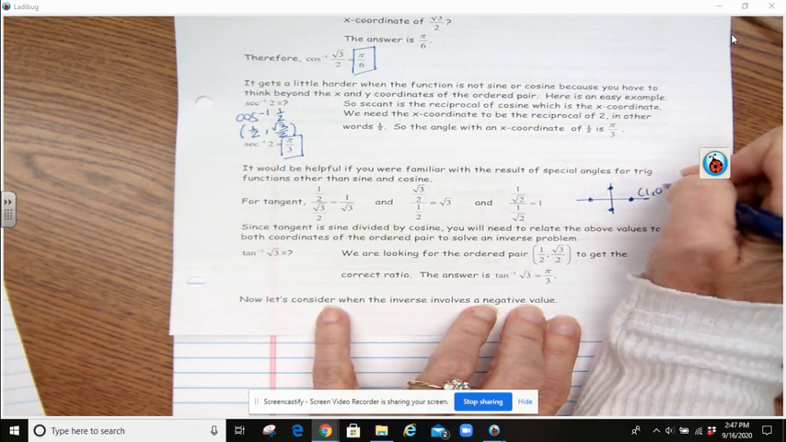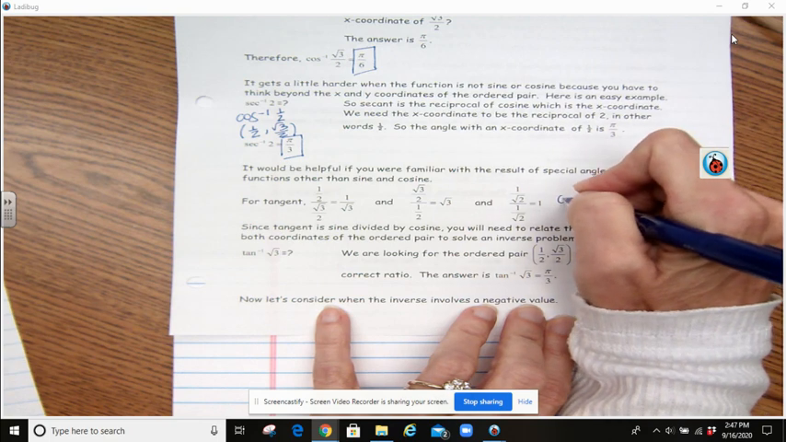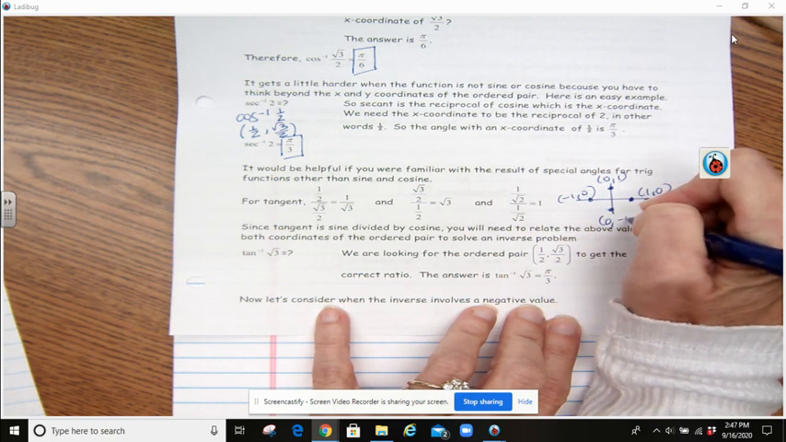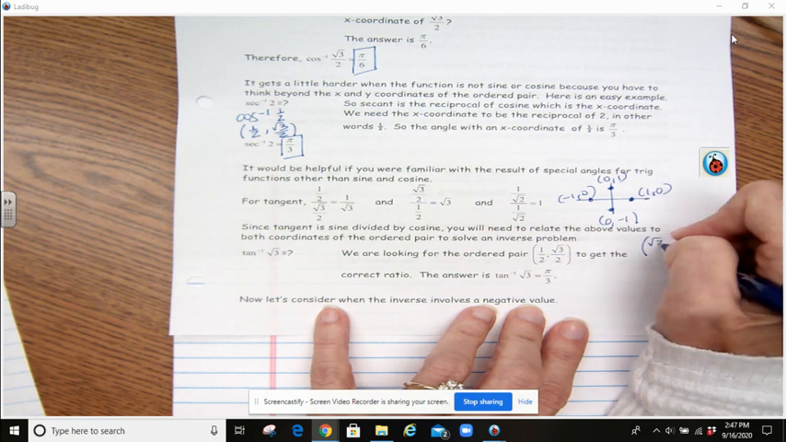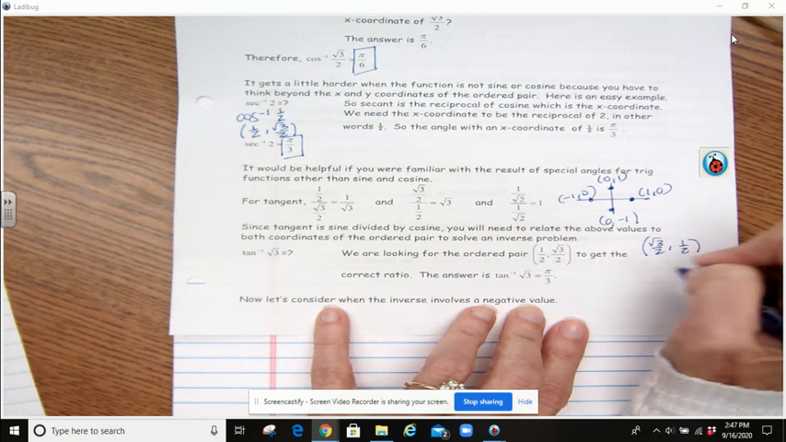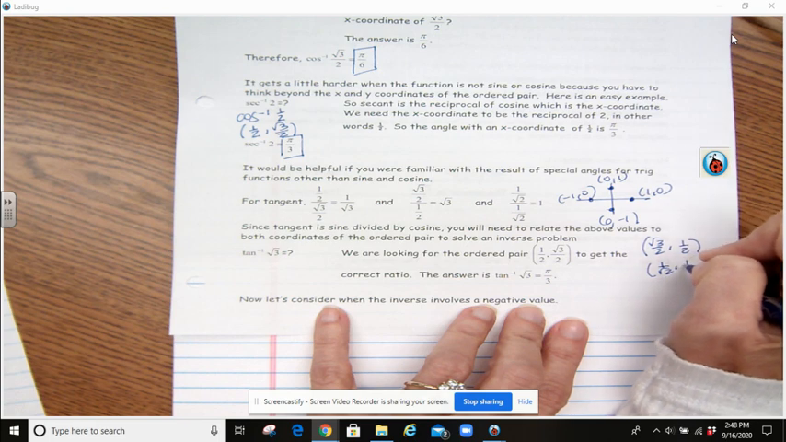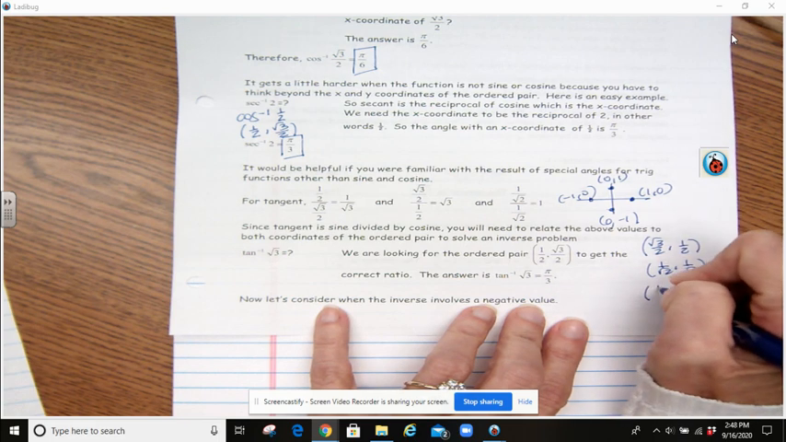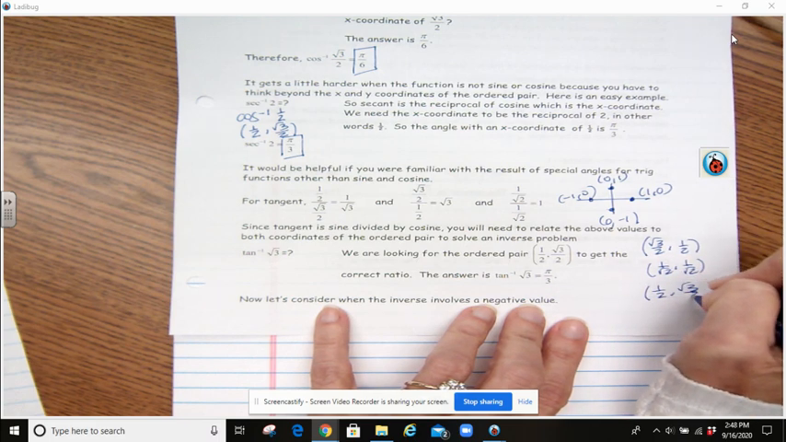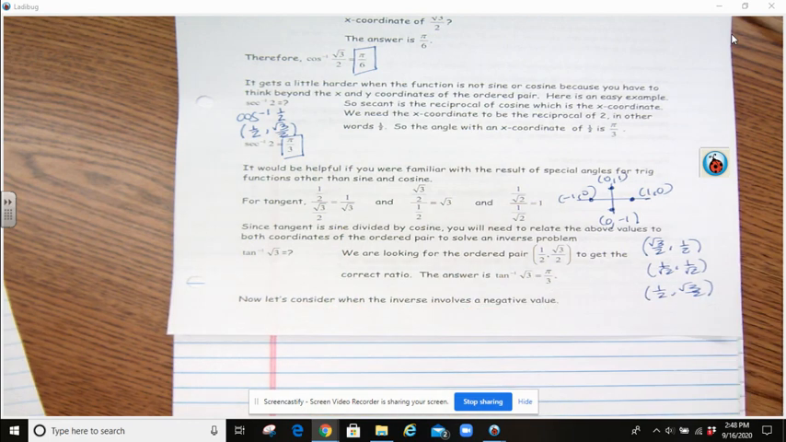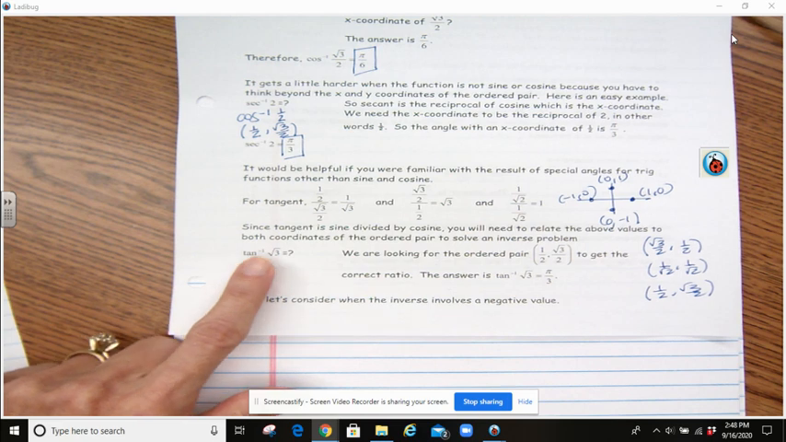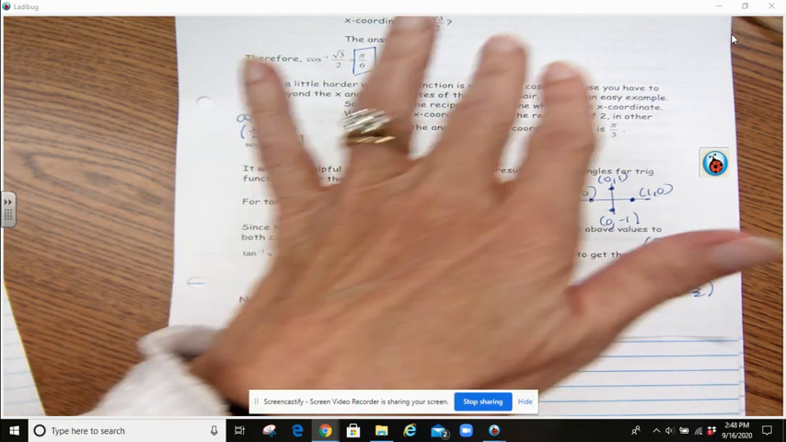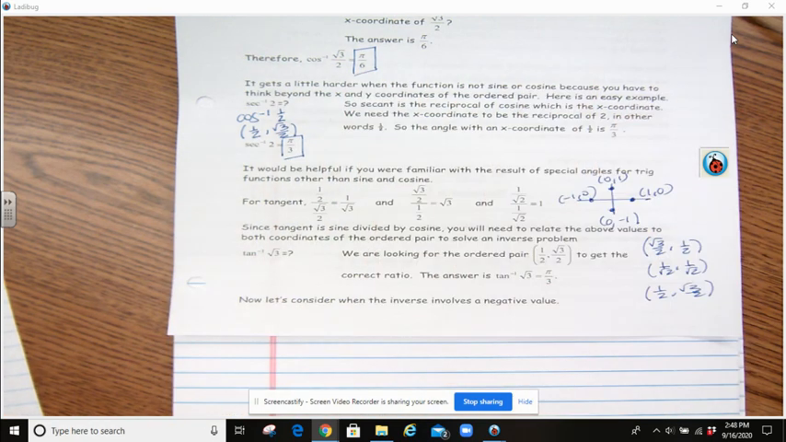1, 0, 0, 1, -1, 0, 0, -1. And then we have 3 more ordered pairs, the pi over 6 ordered pair, the pi over 4 ordered pair, and the pi over 3 ordered pair. So maybe even make a list at the top of your paper. If the tangent has a value of square root of 3, you have to pick one of those 7 ordered pairs that, if you take the y divided by the x, you're going to get square root of 3.